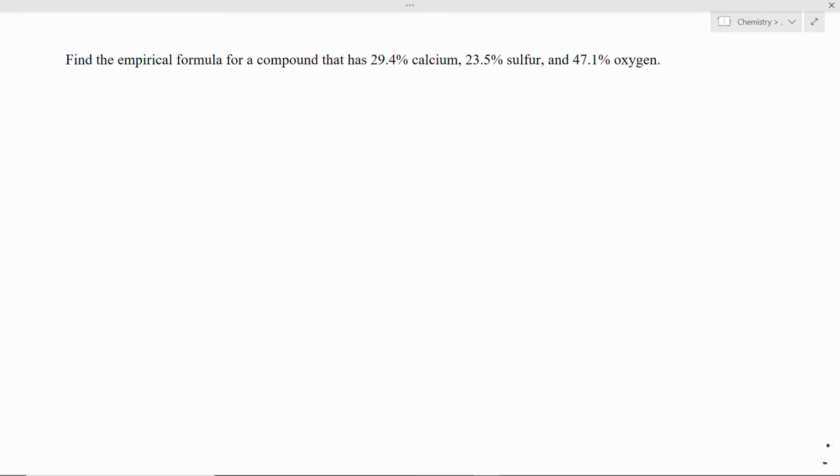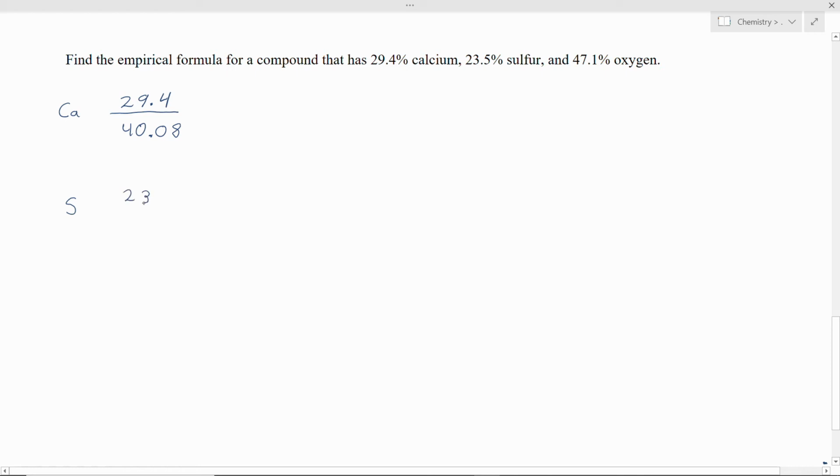Another example. Find the empirical formula for a compound that has 29.4% calcium, 23.5% sulfur, and 47.1% oxygen. And these percentages are by mass, of course. So for calcium, we have its percentage, 29.4, over its atomic mass, which is 40.08.